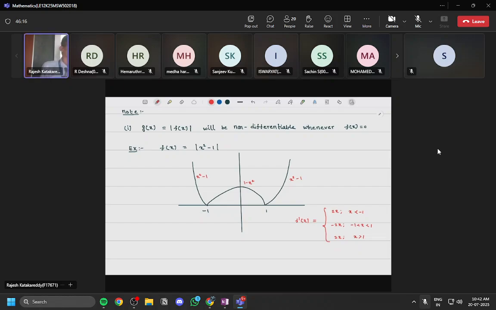So like I told, first draw x square minus 1. If there is any part below the x-axis, identify it and flip that one alone above. If there is no such part, leave that as such. Clear? Anything else? Copy this.